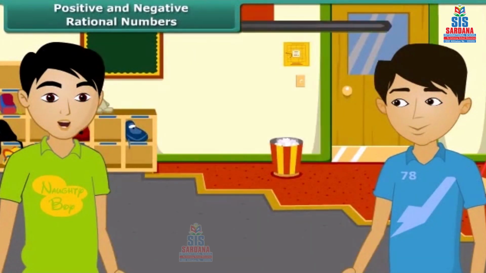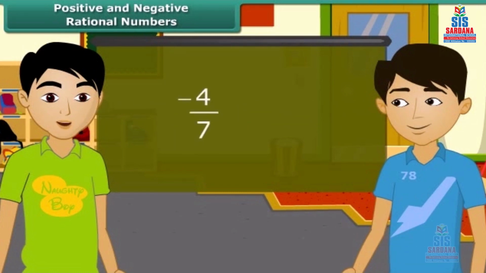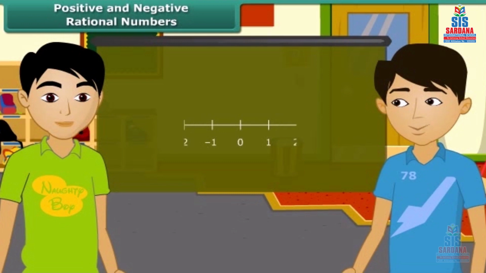Do you know what we call a rational number which has a positive numerator and positive denominator? That rational number is called a positive rational number, I guess. And what are the negative rational numbers? When the numerator is a negative integer and the denominator is a positive integer. For example, -4/7. How do we represent a rational number on a number line?